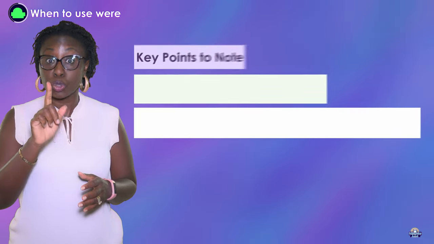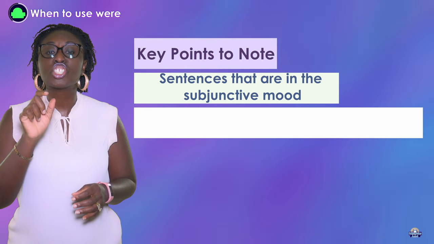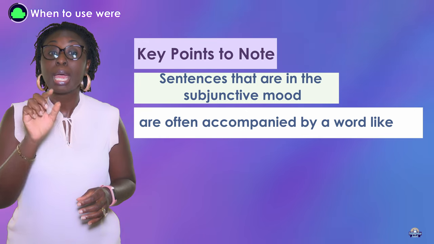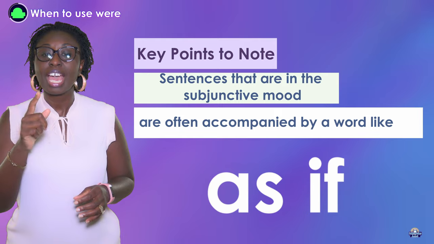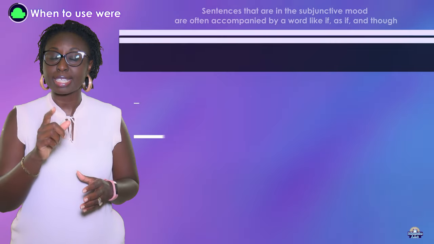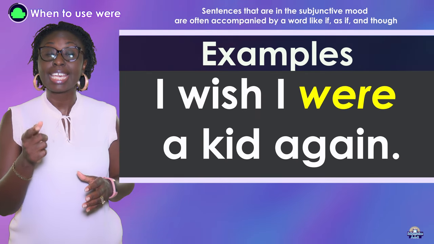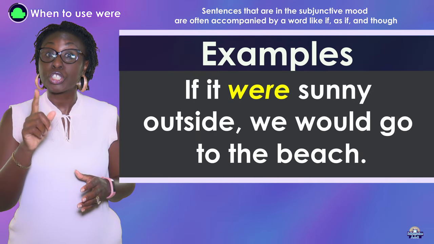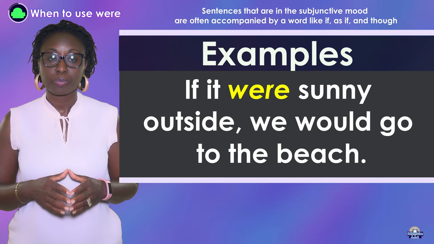Key points to note. Sentences that are in the subjunctive mood are often accompanied by a word like if, as if, and though. Here are some examples. I wish I were a kid again. If it were sunny outside, we would go to the beach.